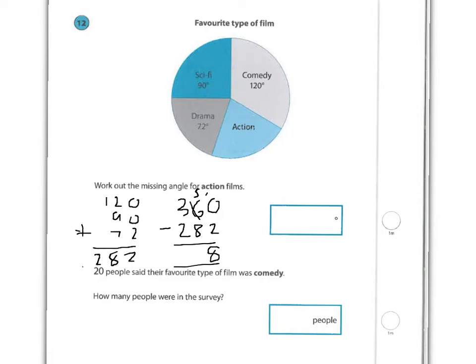2 is 8. Now I've got 5 take away 8, which I can't do, so I borrow from the 3, so it's 15 take away 8, which is 7, and then 2 take away 2 at the front is 0. So the answer is 78 degrees is the missing value.